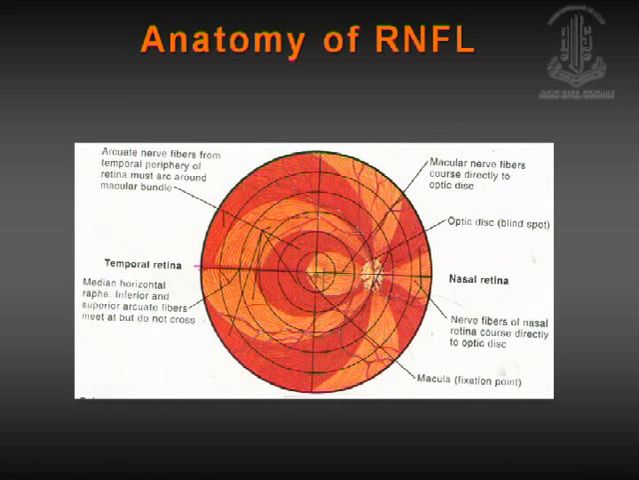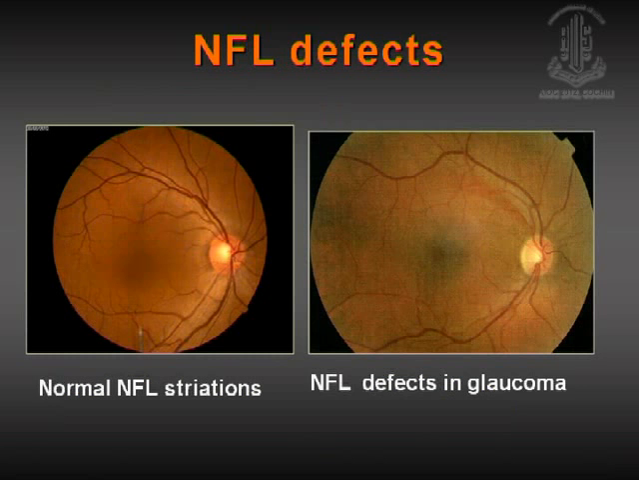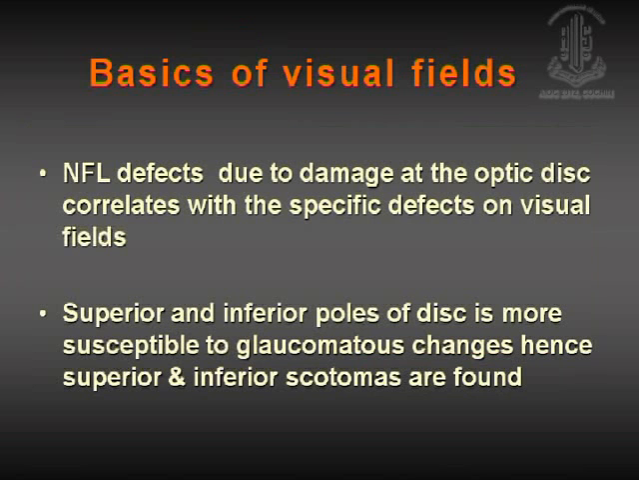So most of the fibers from the retina are entering either at the superior pole or the inferior pole of the disc. The ISNT rule exists because of this anatomical distribution of fibers: the inferior rim is wider as compared to the superior, then nasal and then temporal. The nerve fiber defects would be seen like wedge defects in a glaucoma patient, otherwise there won't be any defects.